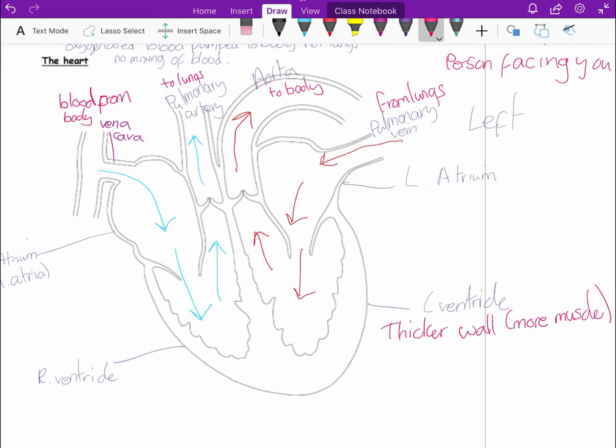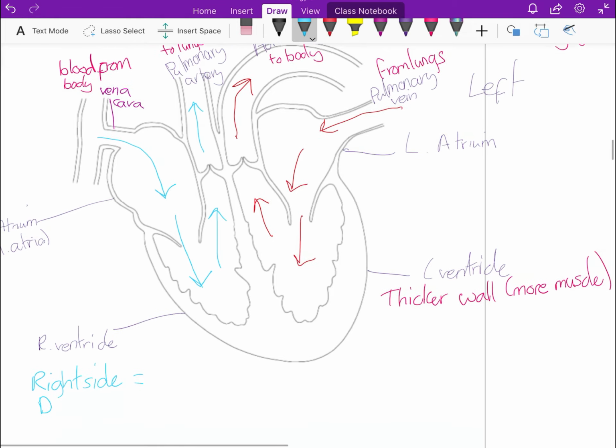It has to withstand a great deal of pressure that's being generated from the left ventricle, and that will branch out to all the different parts of the body so that all the different parts of the body get a blood supply of oxygenated blood.